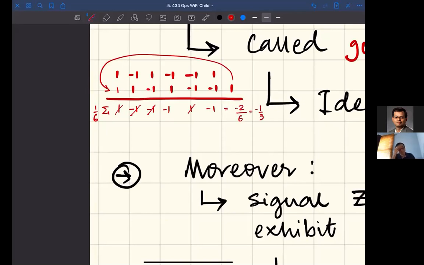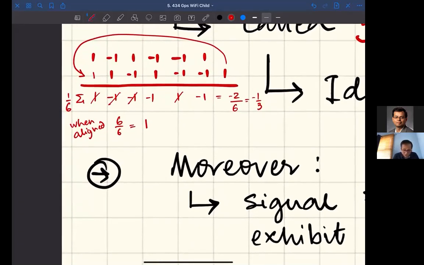Right? Whereas if you aligned it and multiplied, it would have been 6 by 6. When aligned, it is 6 by 6, which is 1. Right? So this is a reasonable autocorrelation where it dropped from 1 to minus 1/3. Right? But now look at something that has bad autocorrelation.